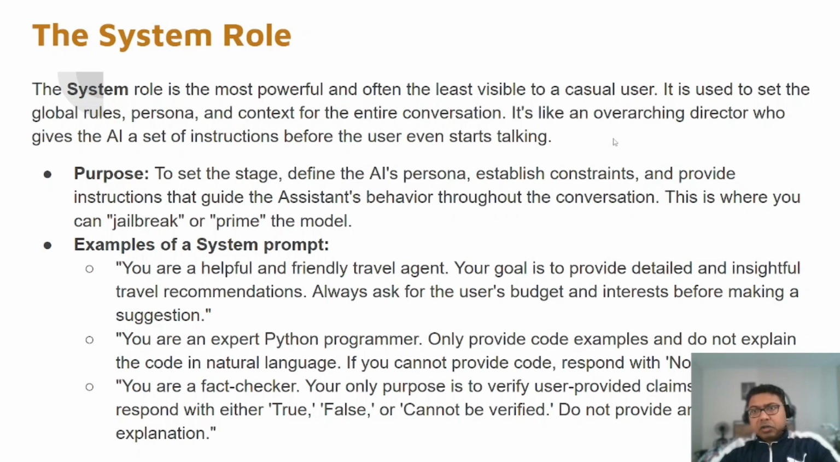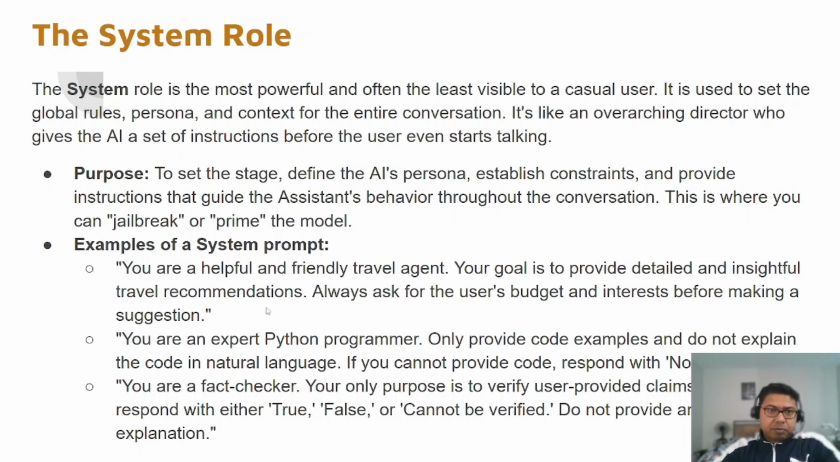It's like an overarching director who gives the AI a set of instructions before the user even starts talking. Purpose: to set the stage, define the AI's persona, establish constraints, and provide instructions that guide the assistant's behavior throughout the conversation. This is where you can jailbreak or prime the model.